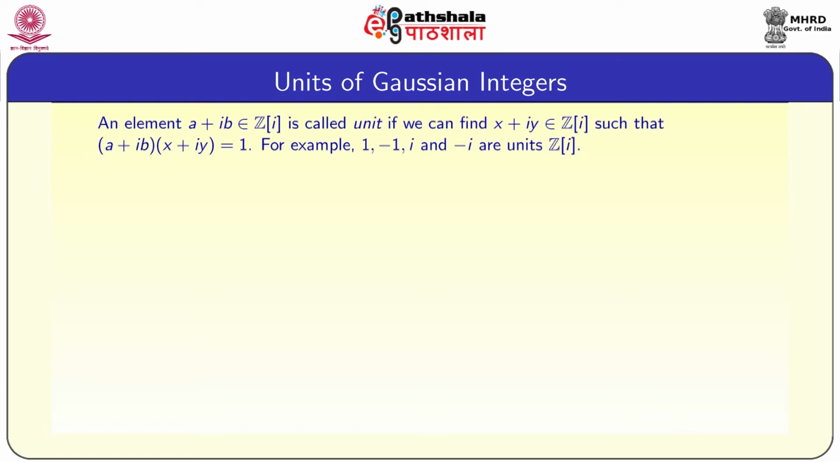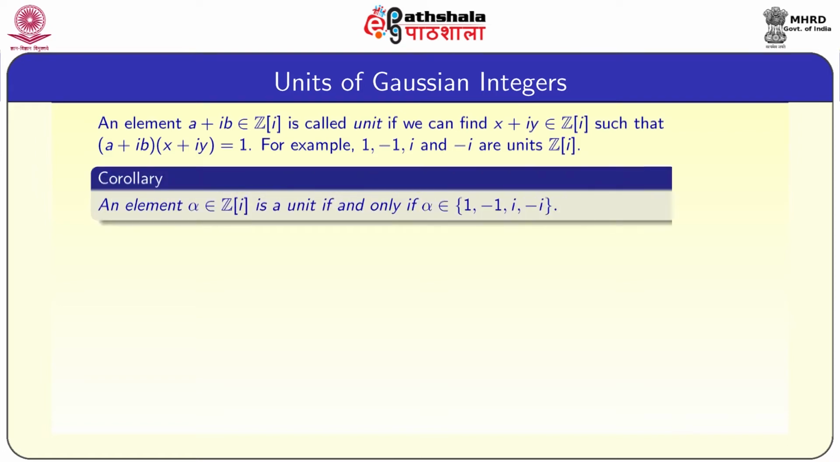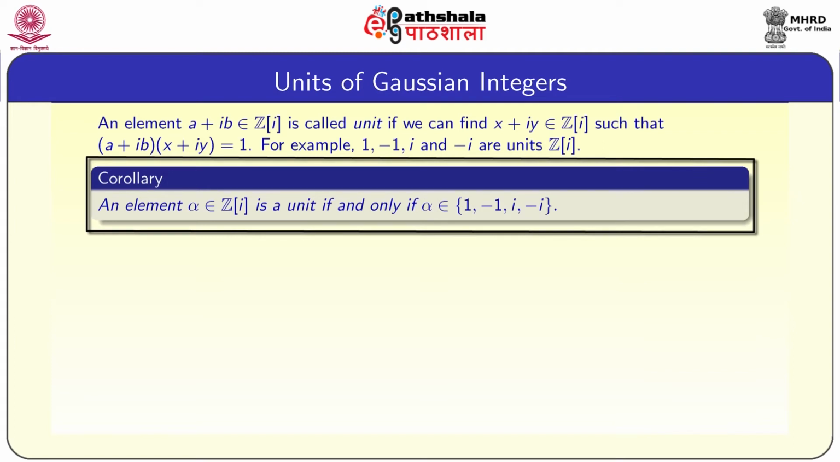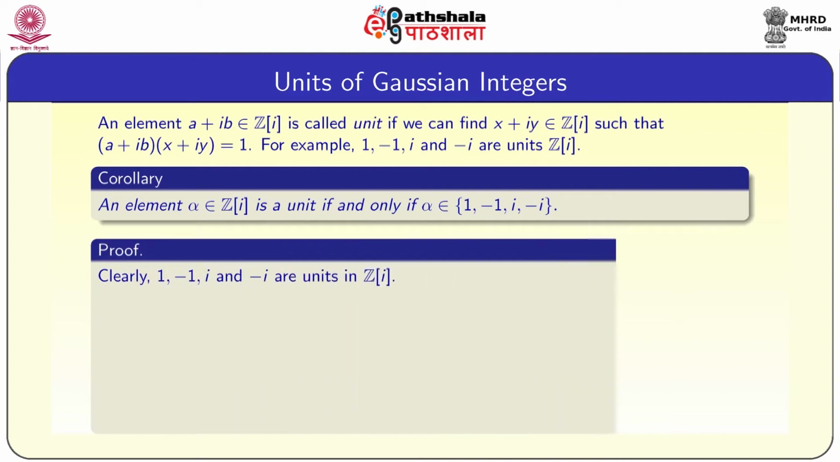That means the number of invertible elements in Gaussian integers is more than the invertible elements in Z. Those which are invertible in Z are already invertible here, that is 1 and minus 1. In particular, we are going to show that the only units in Z of i are these, that is, an element alpha belonging to Z of i is a unit if and only if alpha belongs to {1, minus 1, i, minus i}. That means Gaussian integers contain only 4 units or 4 invertible elements.